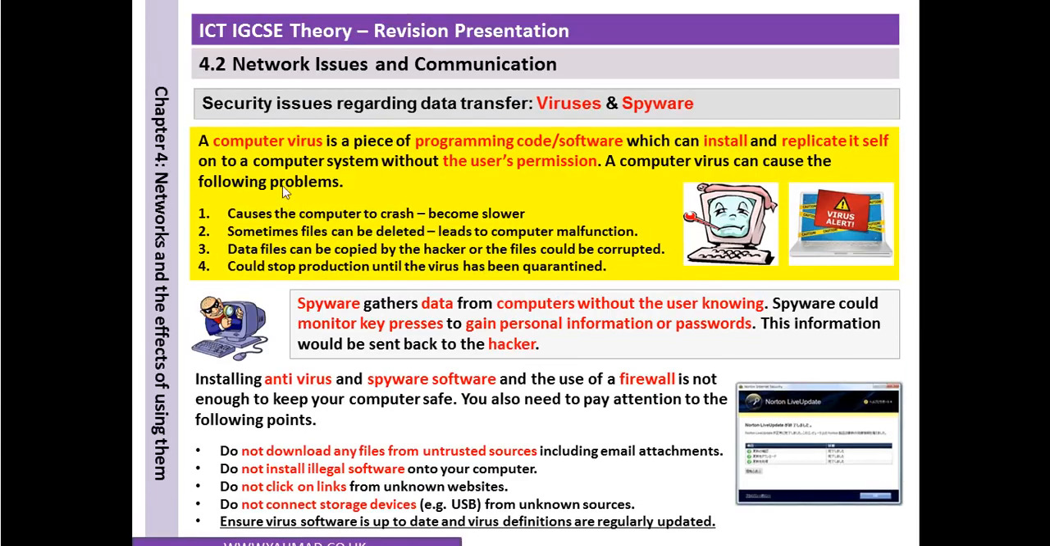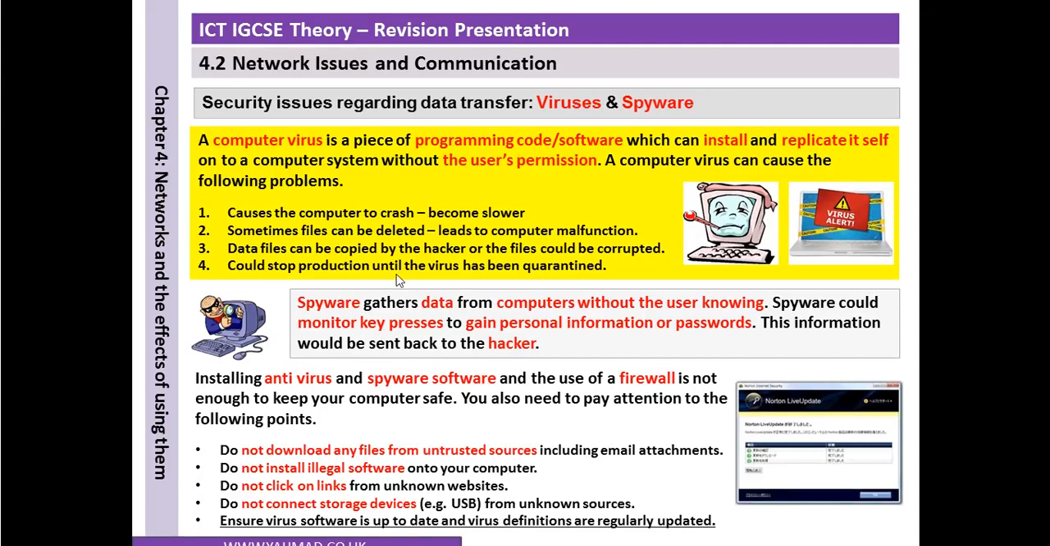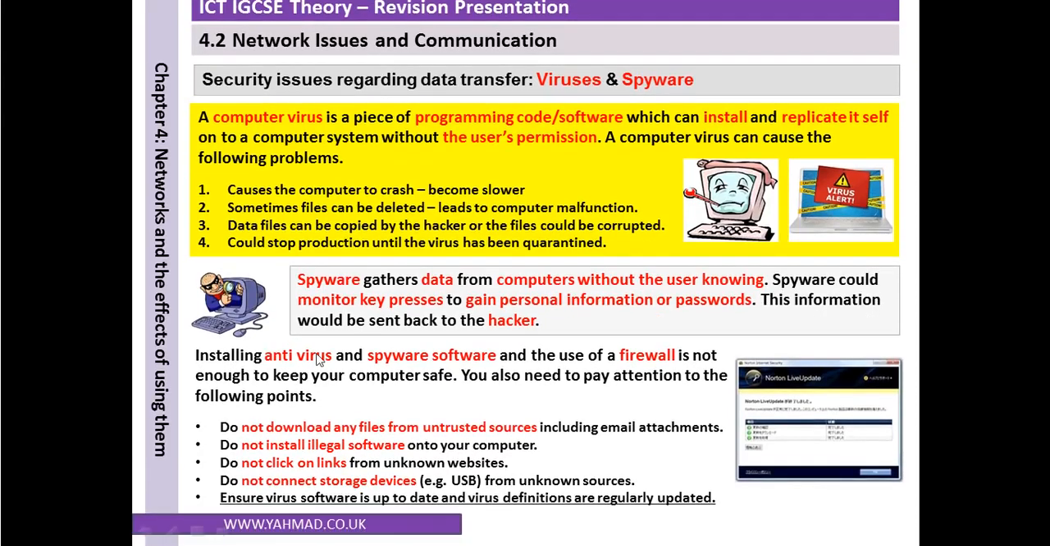Okay, so how can we avoid getting a virus or spyware on our computers? We can install antivirus or spyware software and use a firewall. Installing antivirus and spyware software and the use of a firewall is not enough to keep your computer safe. You also need to pay attention to the following points.